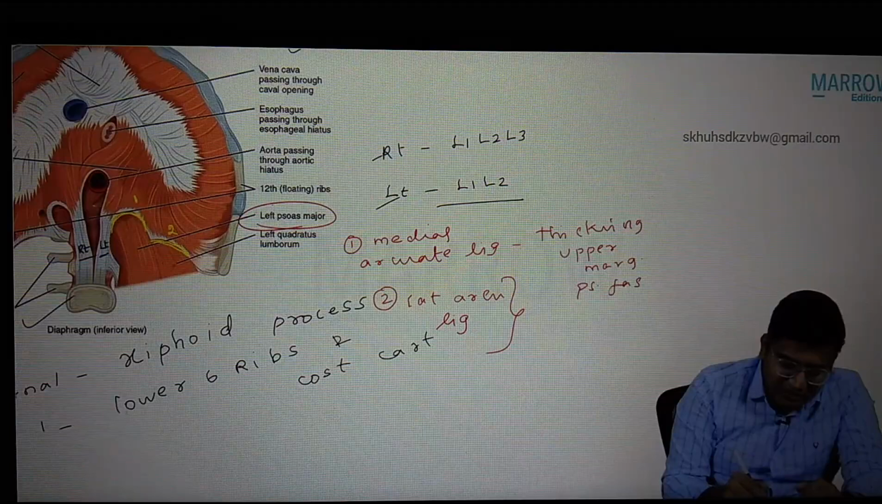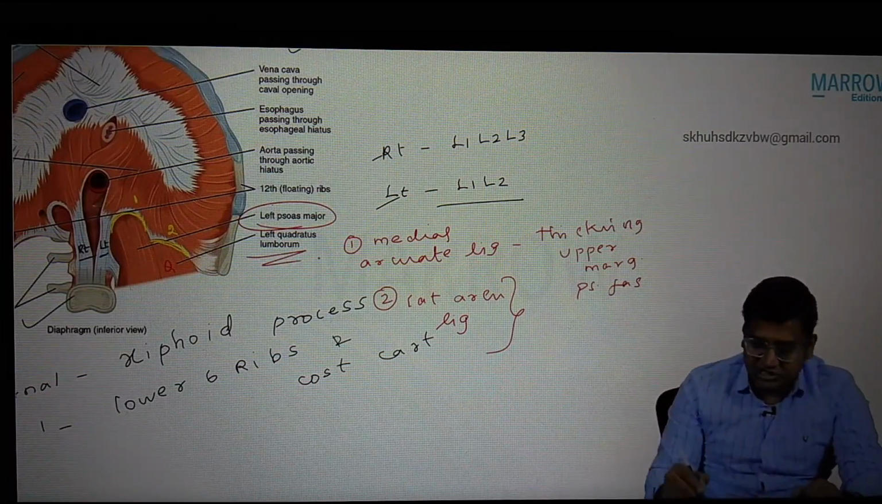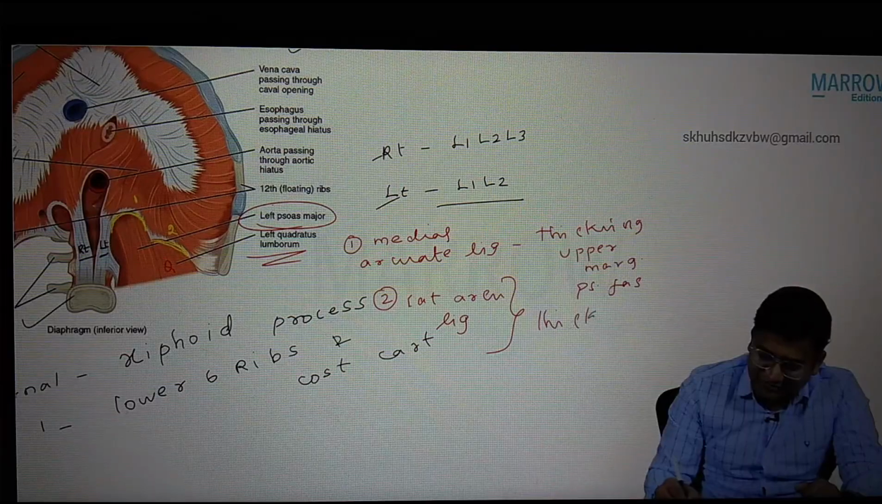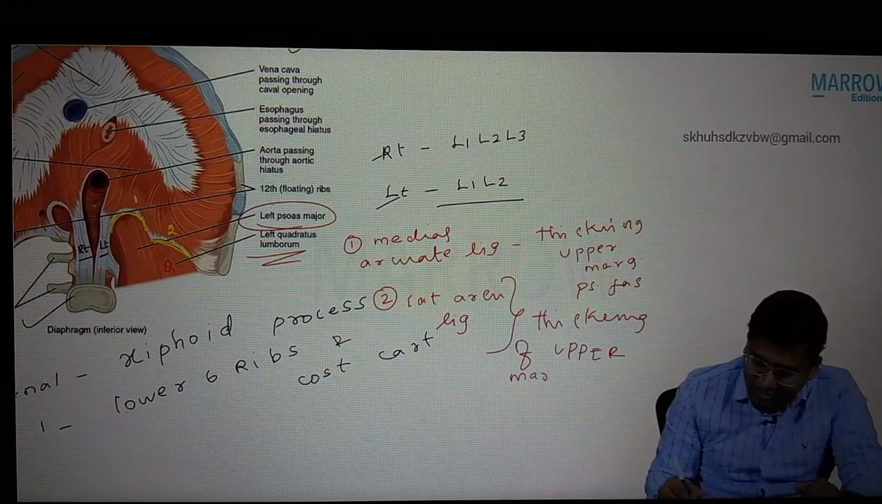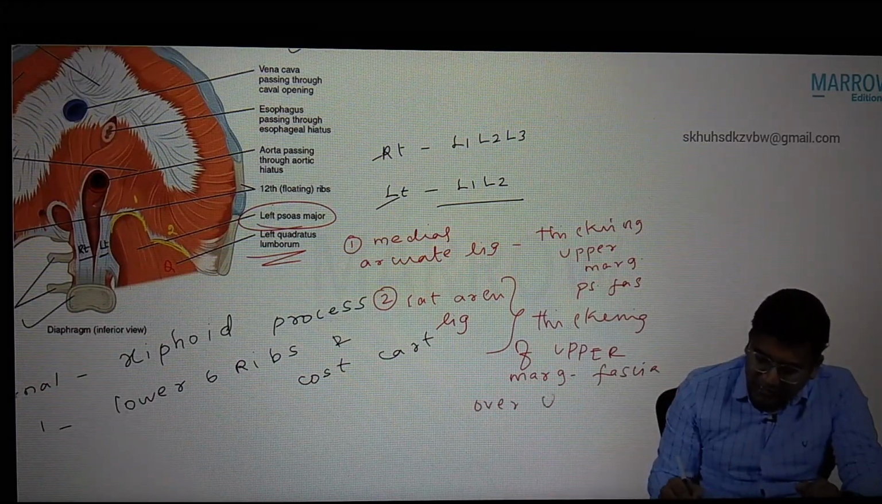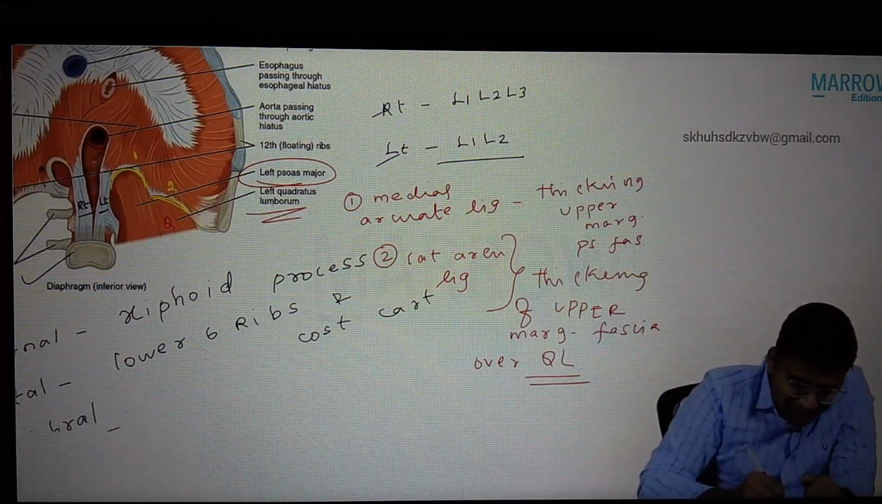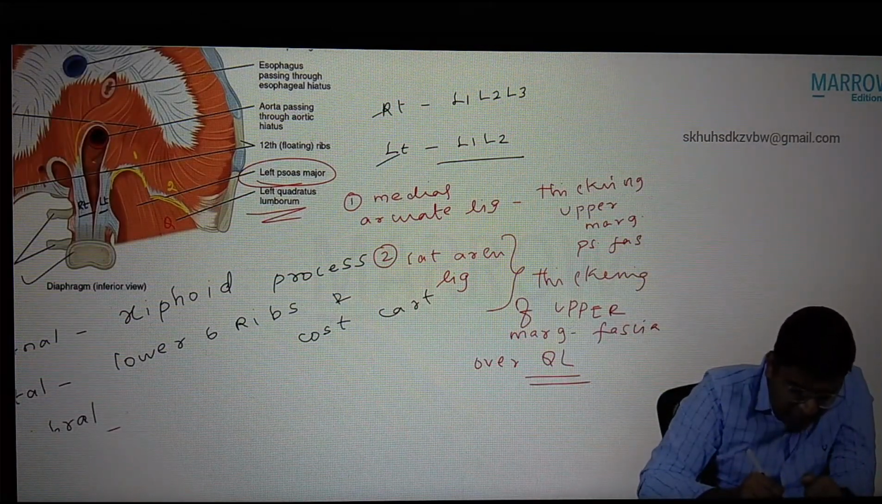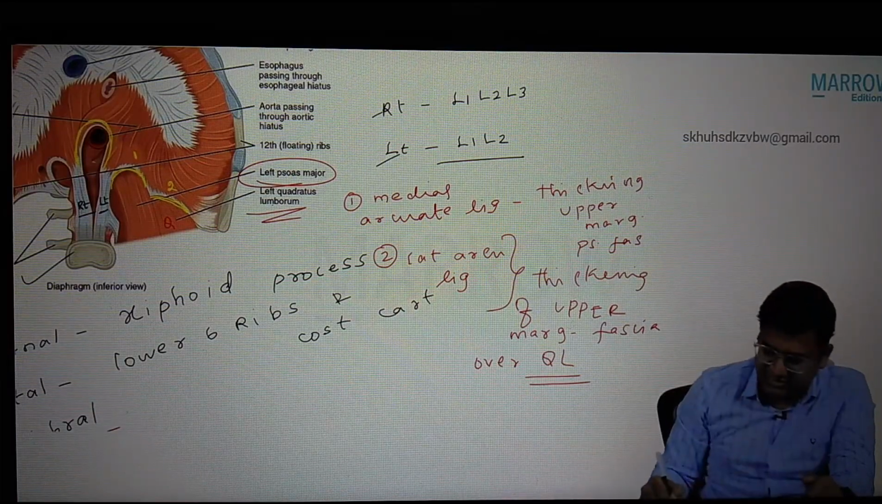Now what about the lateral arcuate ligament? Now this is the quadratus lumborum muscle. The lateral arcuate ligament is the thickening of the upper margin of the fascia over the quadratus lumborum muscle. Now we also have one more ligament here. This is the median arcuate ligament. The median arcuate ligament is connecting the right crus and the left crus.